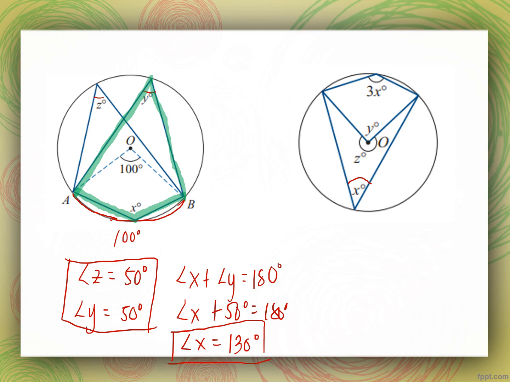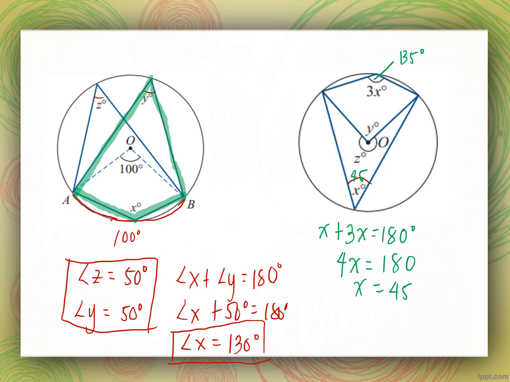Solving for that, x plus 3x is 180 degrees. Again, why? Because they are opposite angles and they are on a cyclic quadrilateral. So x plus 3x is 4x, which is equal to 180. Divide both sides by 4. Your x is 45. So therefore this one is 45 here. And 3x, that is 3 times 45, which is 135. So this is 135 degrees.